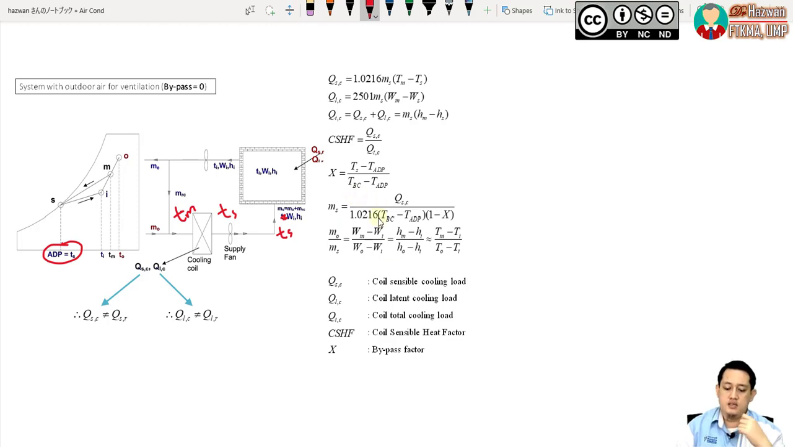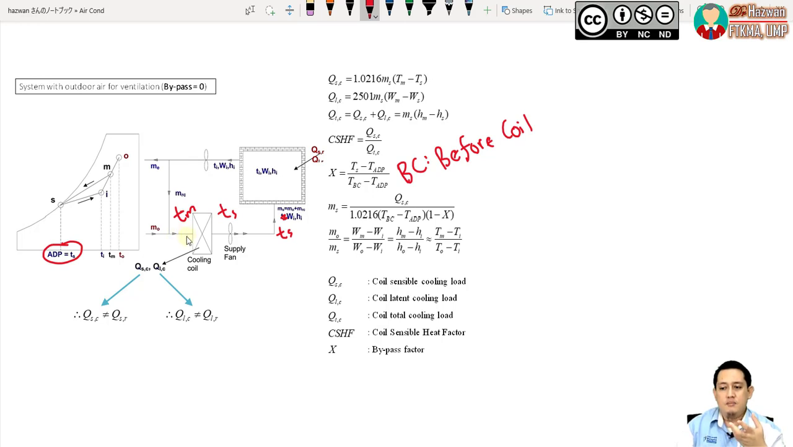So BC here is actually before coil. BC is before coil. Why I put BC? Why I didn't put TM? This one is TM. Why I put BC? Because we can have a lot of situations.